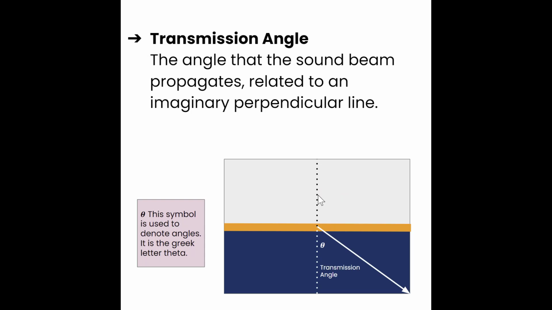Lastly, then we have the transmission angle. And the transmission angle is going to be sound coming to the boundary. At the boundary, it may be reflected, it may continue through, or it might do both. But the transmission angle refers to the sound that is continuing forward. It is the path of the transmission wave in comparison to that perpendicular line. That is what creates the transmission angle.